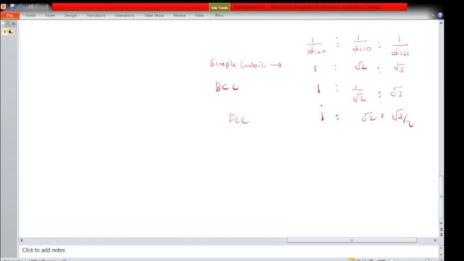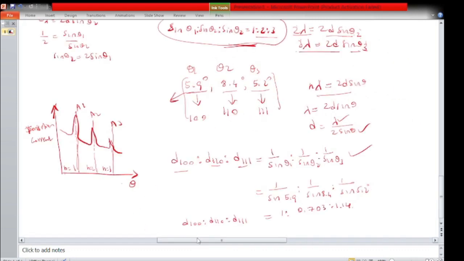Okay, let me calculate that value. We are getting 1 is to 1 by root 2 is to, I think it is 2 by root 3, right? 2 by root 3. Okay, so that is FCC. Whatever we calculated, that is FCC, right? So that is FCC. But because we are getting d100, what are we getting? d100, we are getting 1.